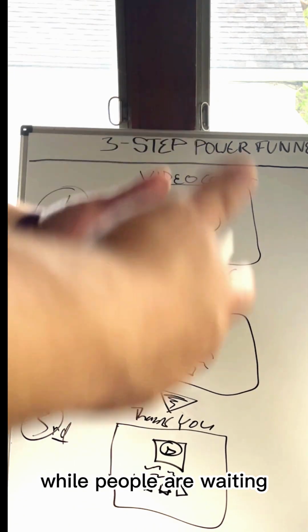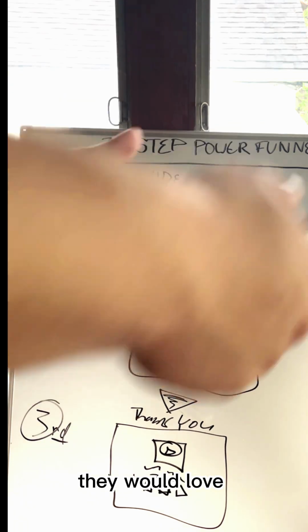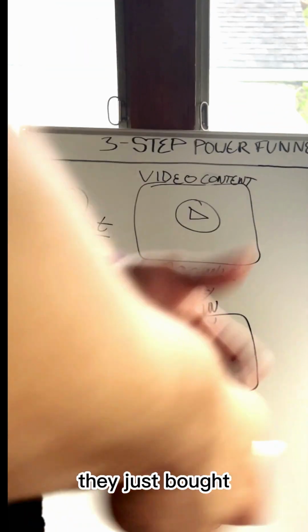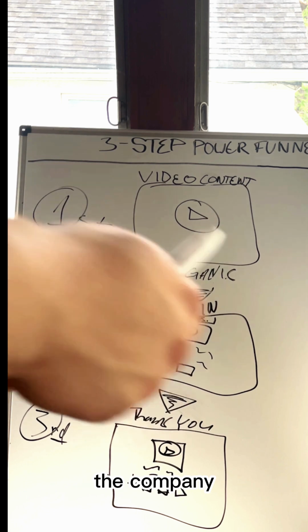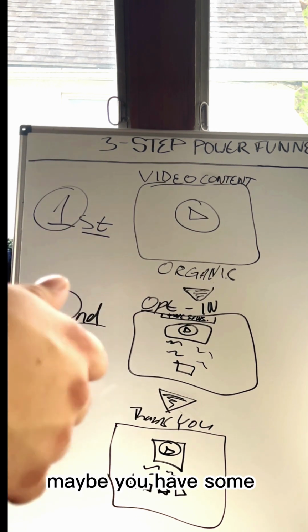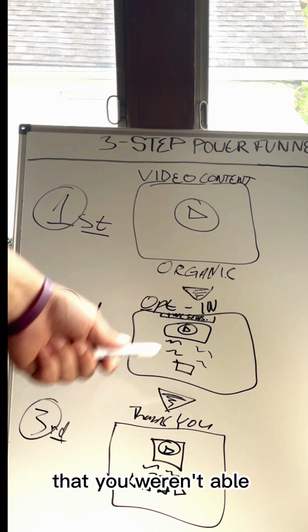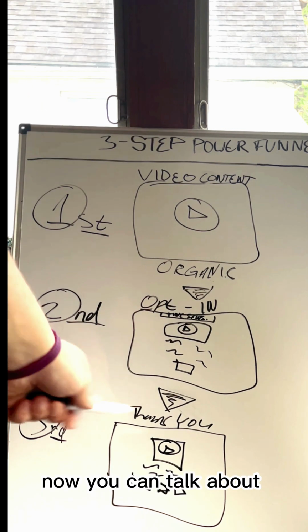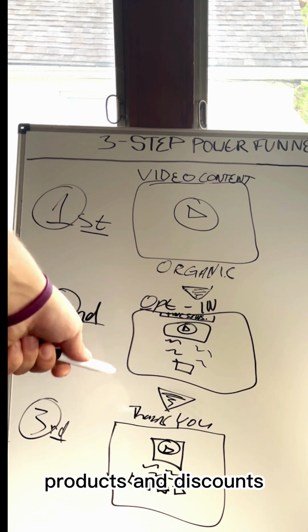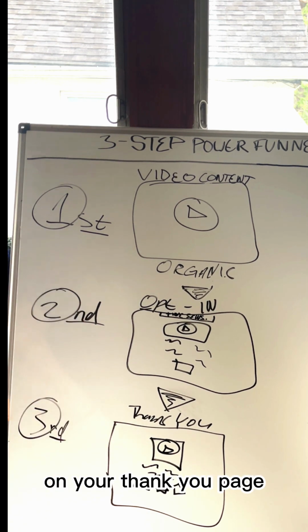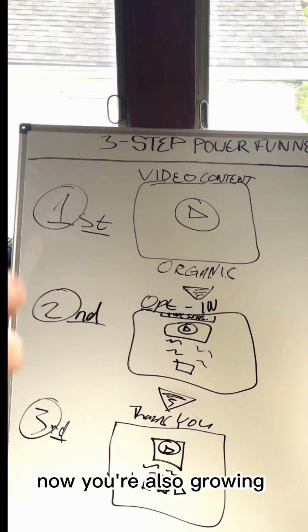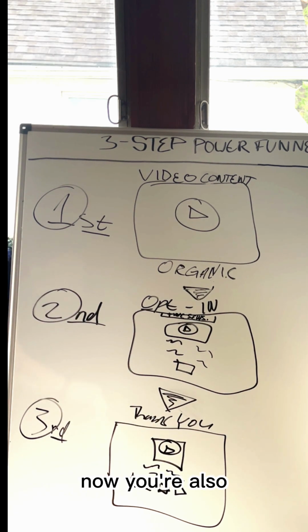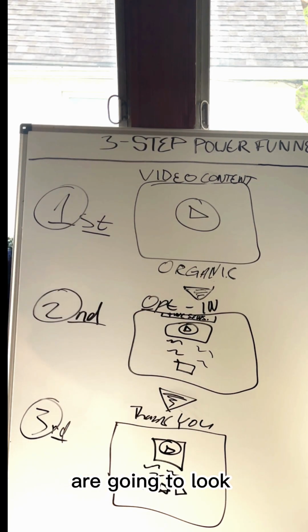While people are waiting for their thing that they bought, they would love to read more about the thing that they just bought. They would love to know more about the company they just invested their time in. Maybe you have some promotions or discounts that you weren't able to talk about in your first video or your opt-in video. Now you can talk about these special services, products, and discounts in your socials on your thank you page. Direct them to your socials. Now you're also growing your social media. Now you're also ensuring that people are going to look at your stuff.